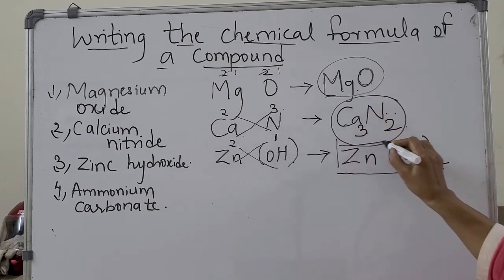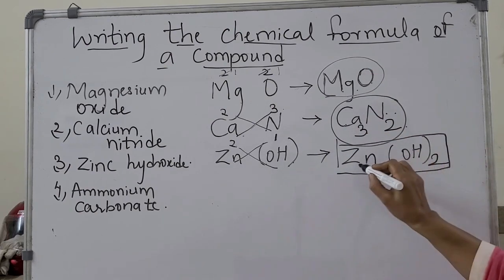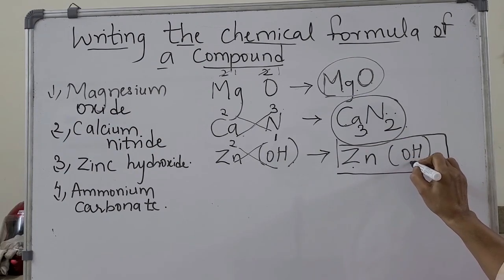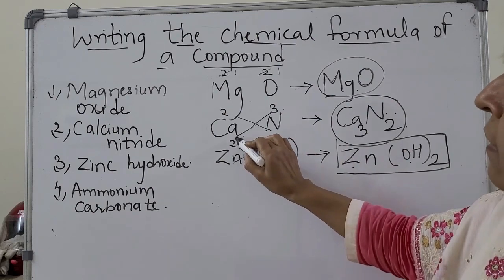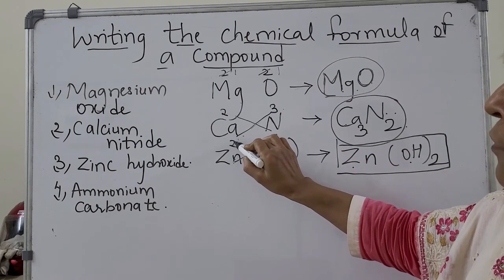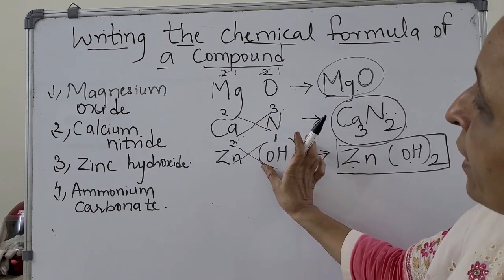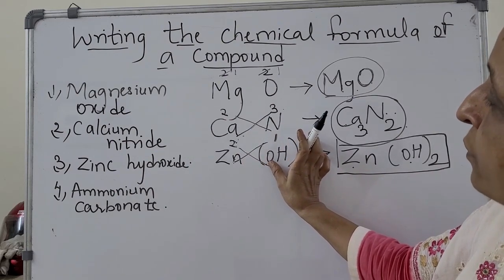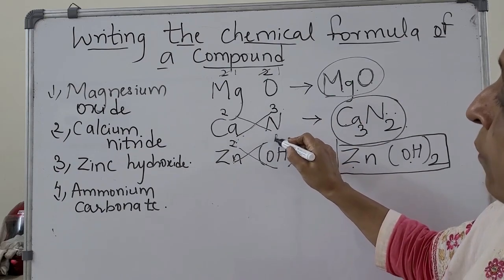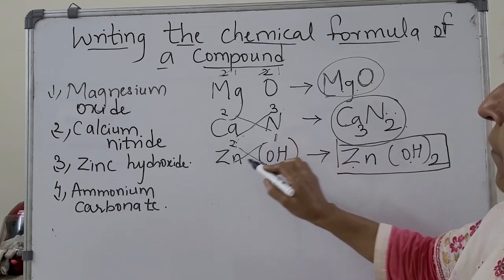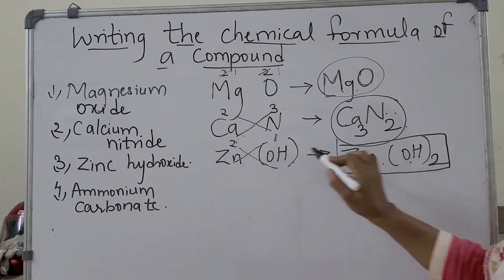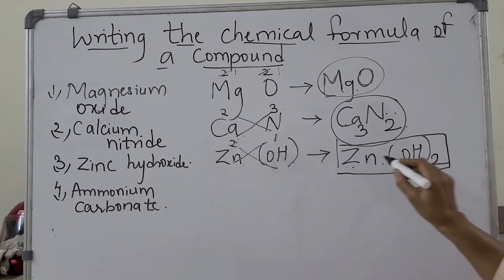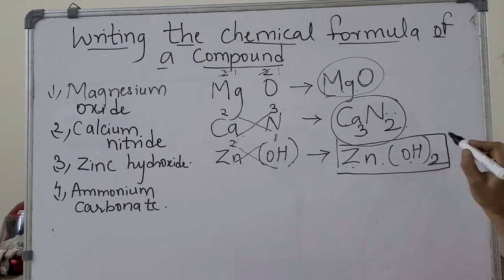Here there were no radicals, just elements. Now these are the radicals. Zinc is an element, OH is a radical, and the radical has valency 1. Zinc, the element, the metal, has valency 2. So now it is behaving as 1. This radical, oxygen hydrogen, is behaving with valency 1. So now opposite will come. Zinc will be written as it is. This 2 will come to the hydroxide, so this 2 will be written here. So it is Zn(OH)2.